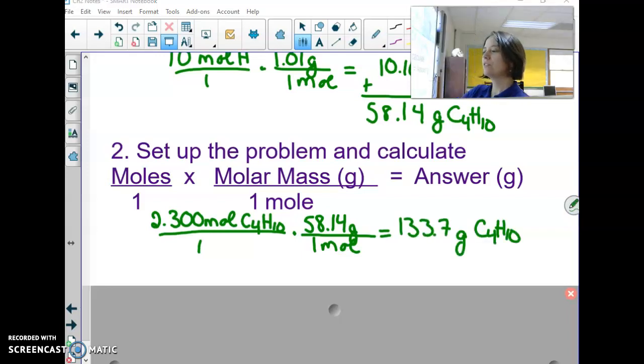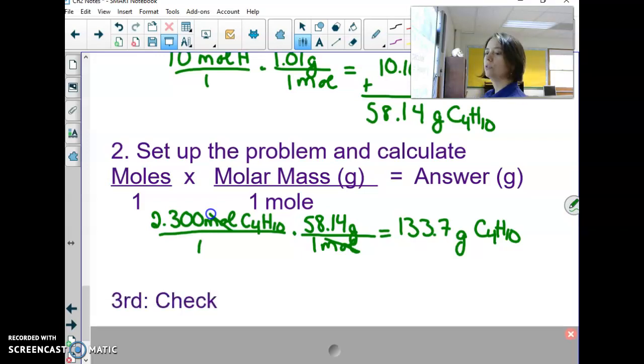So the first thing you should have done is cancel out your units, and then you're left with grams. So grams come over here, and then you're going to calculate, and you should get 133.7 grams butane. If you got that, good job. And let's talk about sig figs. This one has 1, 2, 3, 4, and we know that these are significant digits because they are after a decimal point. Otherwise, we wouldn't write those zeros. So 1, 2, 3, 4.